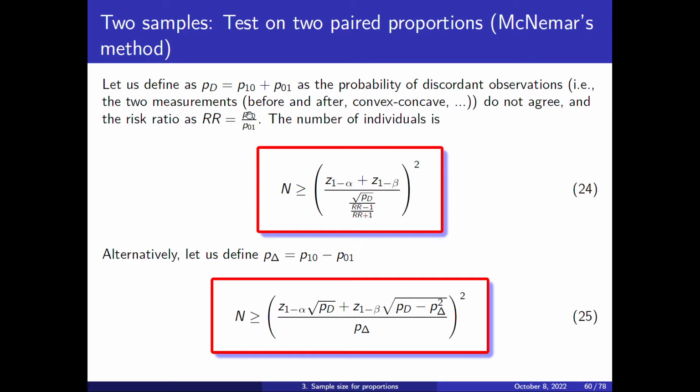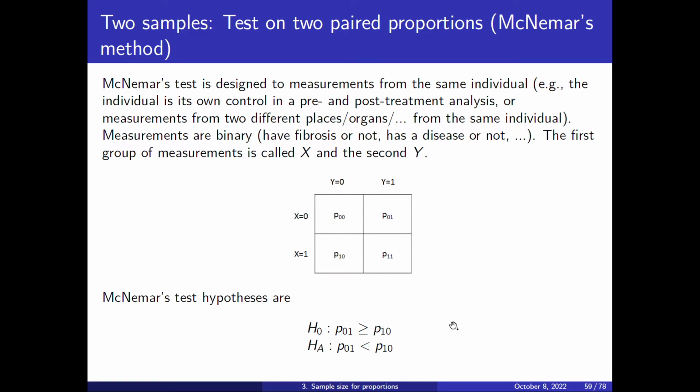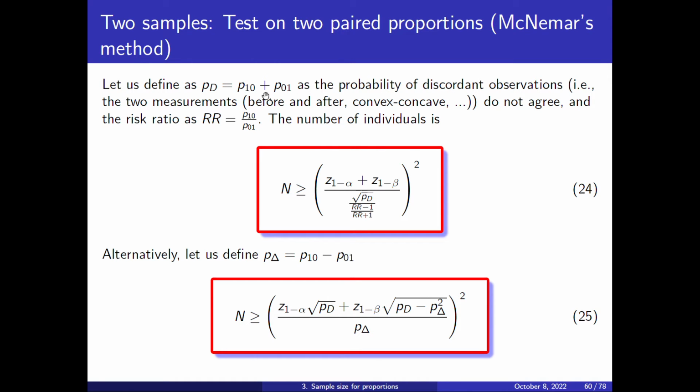So we will define the discordant observations. Discordant are P10 plus P01. So 00 and 11 are concordant, meaning that they don't have fibrosis on either side, or they do have fibrosis on both sides. So these are the discordant observations, and we will define this risk ratio here, and then the number of samples that we need is this one. We see the confidence level term, the statistical power term, and then the effect size normalized in some special way.